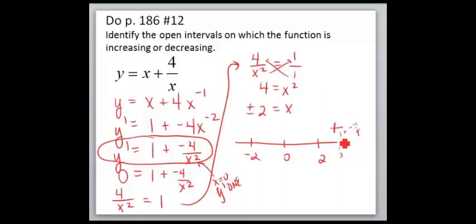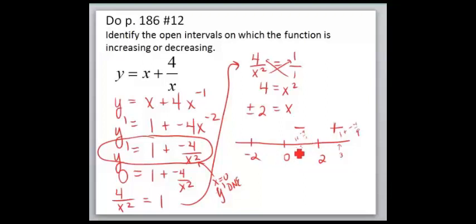If I try 1, put 1 in here, I get 1 plus negative 4 over 1. That would be a negative number. So the numbers between 0 and 2 are negative. All the slopes of the tangent lines are negative, meaning it would be decreasing.